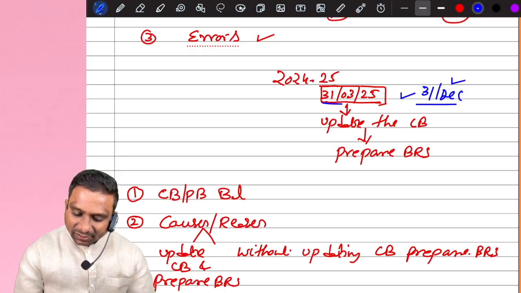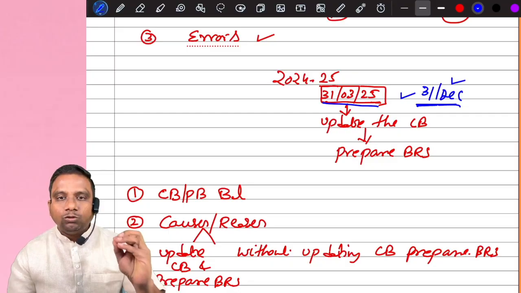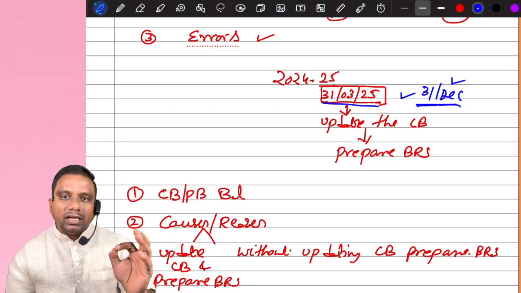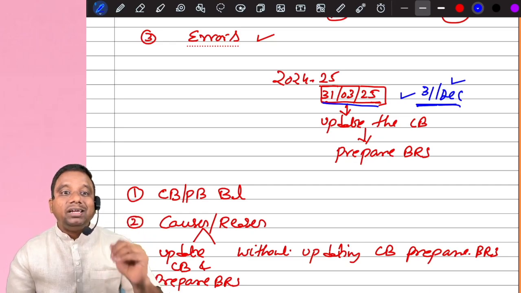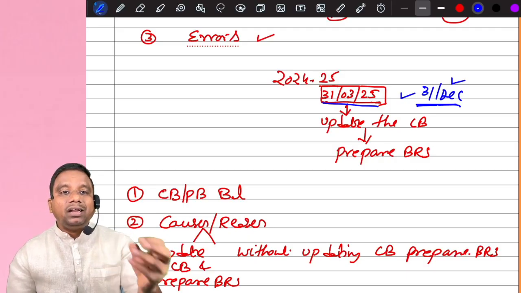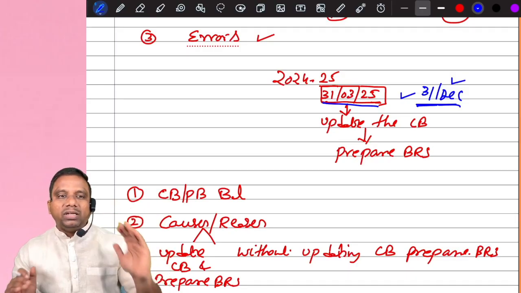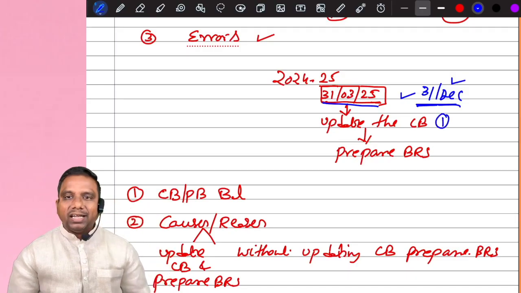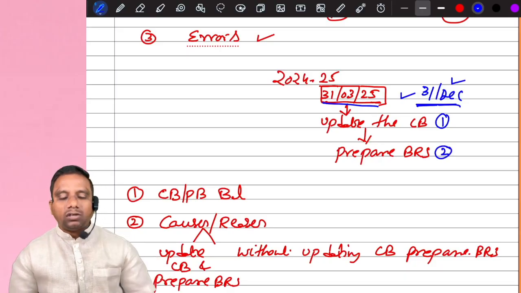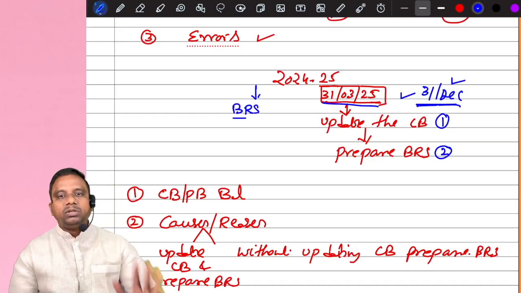So if you get these dates, 31st March or 31st December, you have to write a clear assumption. Here it is assumed that the books of accounts are closed on this date. Accordingly, an adjusted cash book, updated cash book or amended cash book is prepared. First, update the cash book; second, prepare BRS. Or if you assume that the books of accounts are not closed, then straight away prepare BRS.